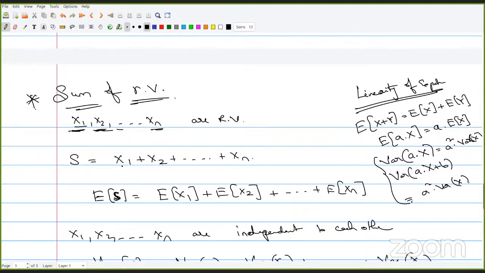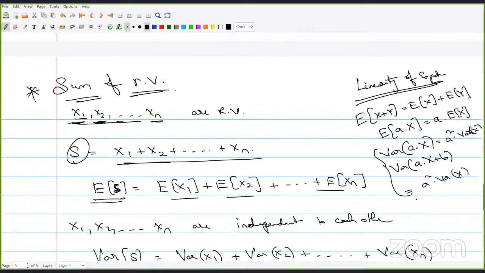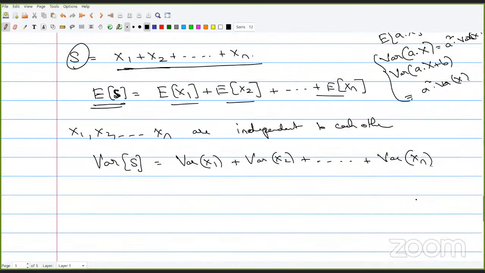If I have some random variables like this, and I want to look at the sum of these random variables, how will the parameters of that sum be associated with each of the individual parameters? The expected value of S will be the sum of the expected values of each of the random variables, and if these are independent of each other, then the variance of S will be the sum of the variances of each of the random variables.